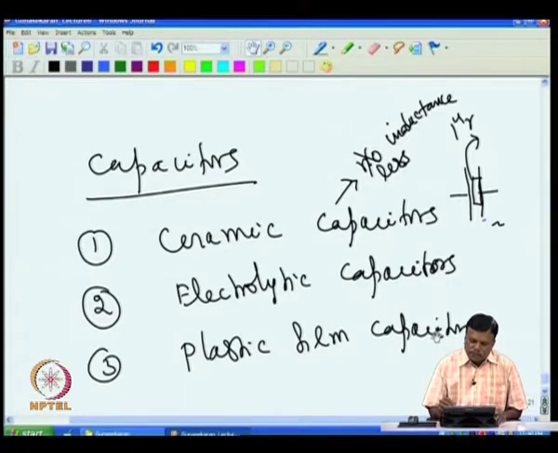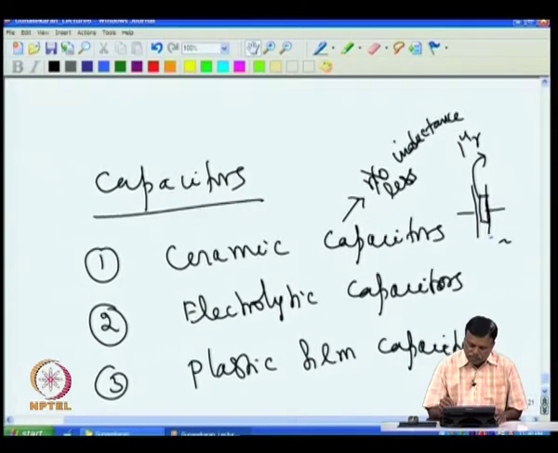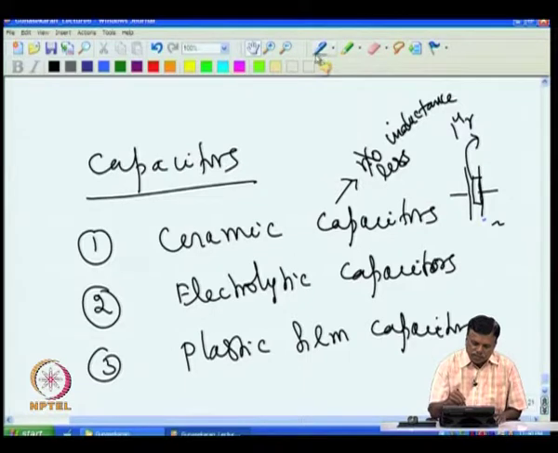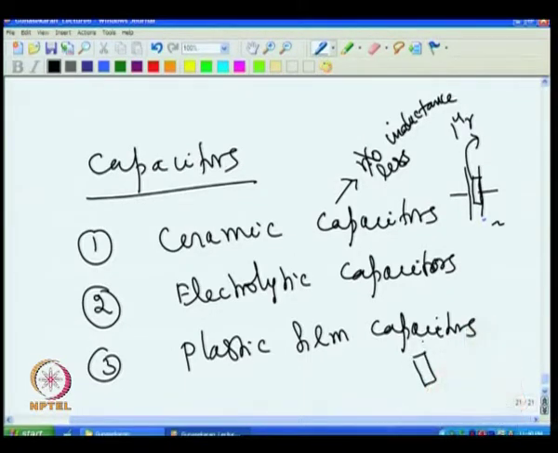Then the plastic film capacitor, where plastic is used as the dielectric, for example metallized polyester, polycarbonate, polypropylene. The dielectric constant is around 7. But the problem is the dielectric constant is only 7, not like ceramic, where the dielectric constant is very high, up to 1 lakh.